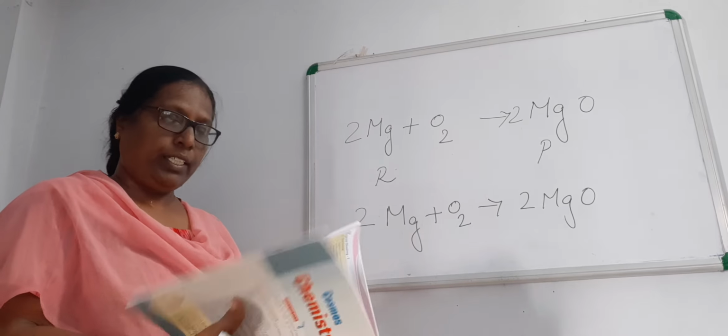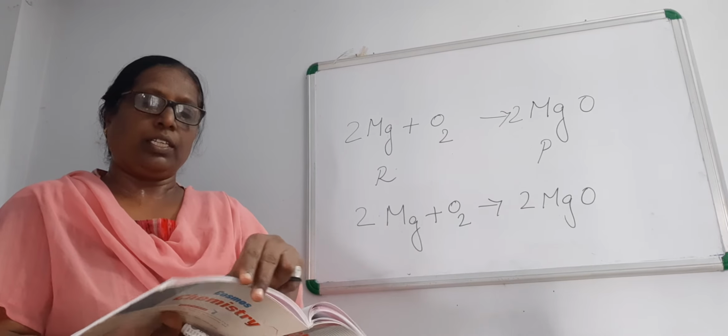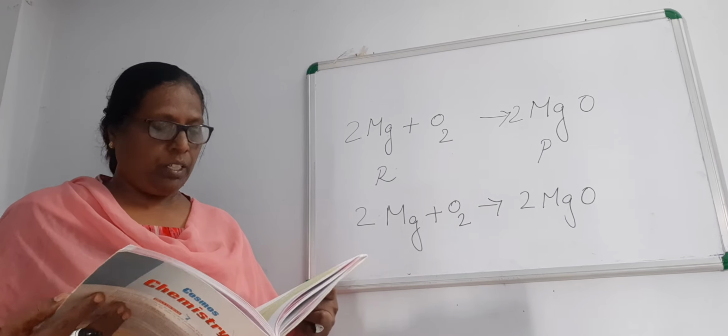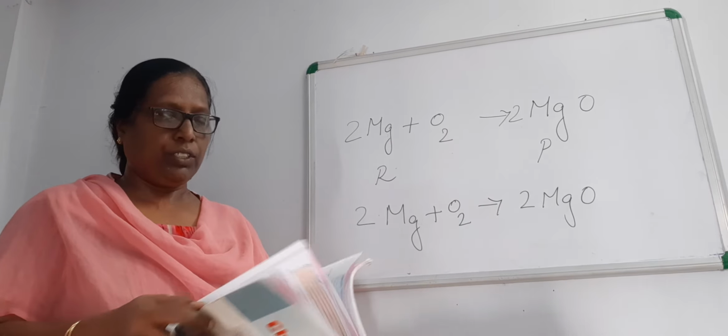So when you are writing a chemical equation, it should always be equal. That is given there: what is a balanced equation, and how to write the balanced equation, and more examples are given. All the examples you will learn and practice.